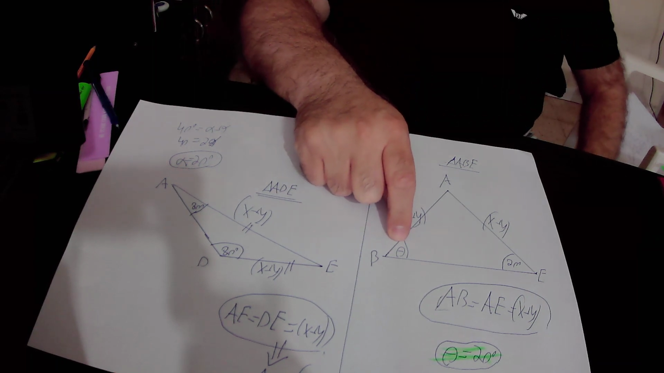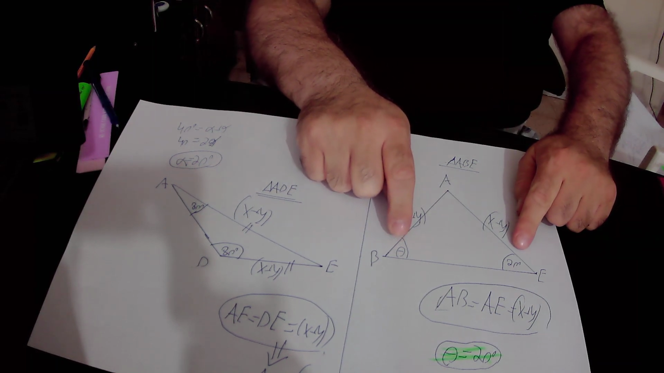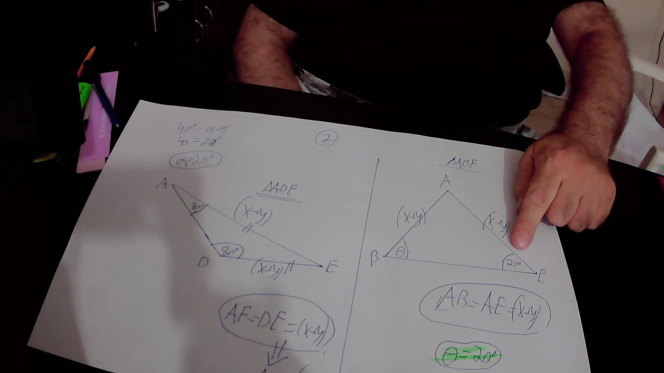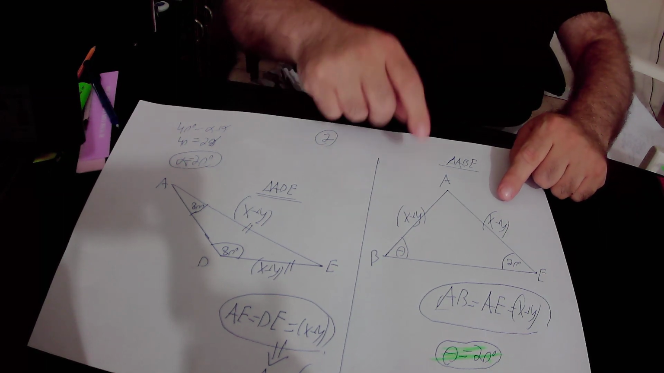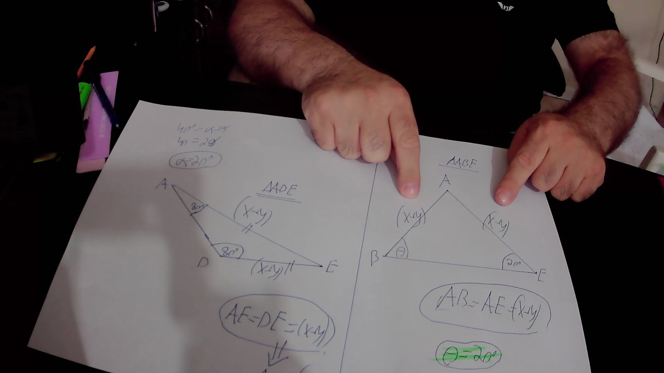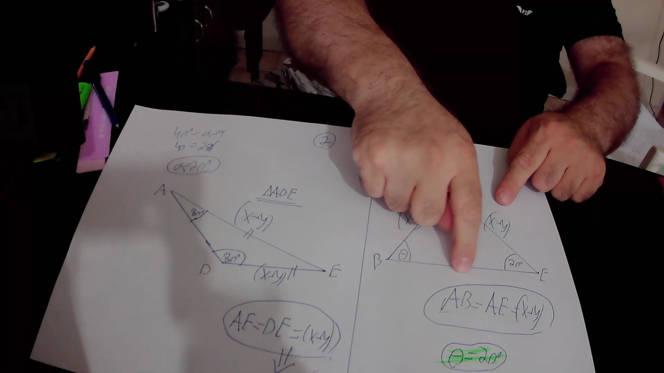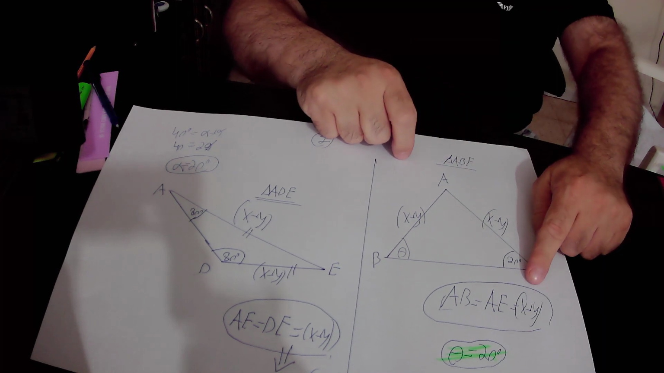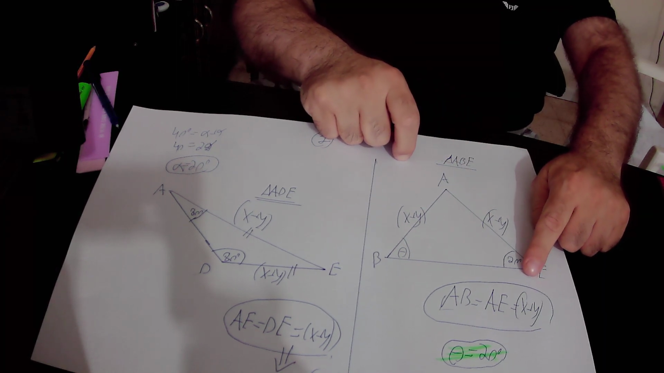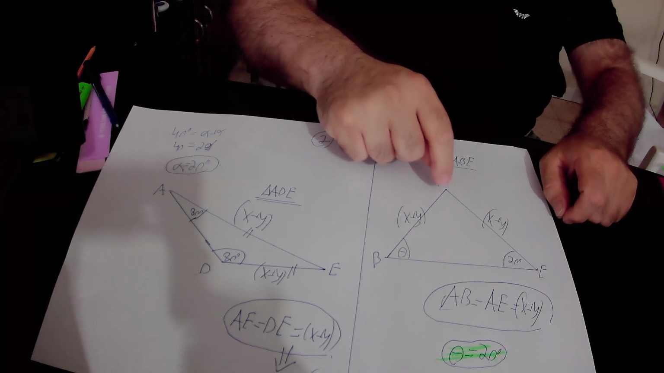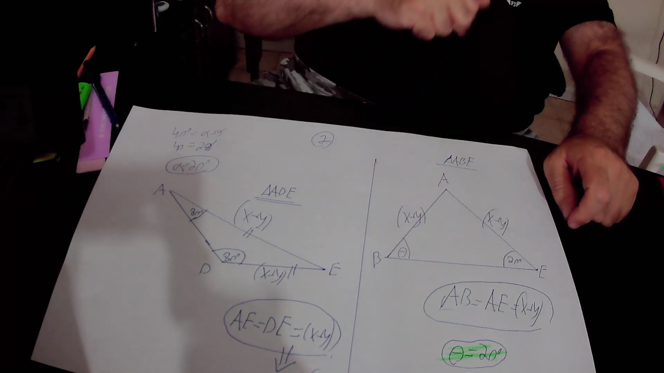This angle theta is the angle we are looking for, and we have already found that this angle equals 90 degrees. So those two sides are both equal to x plus y. Therefore, they are equal to each other. Here, side AB equals side AE.